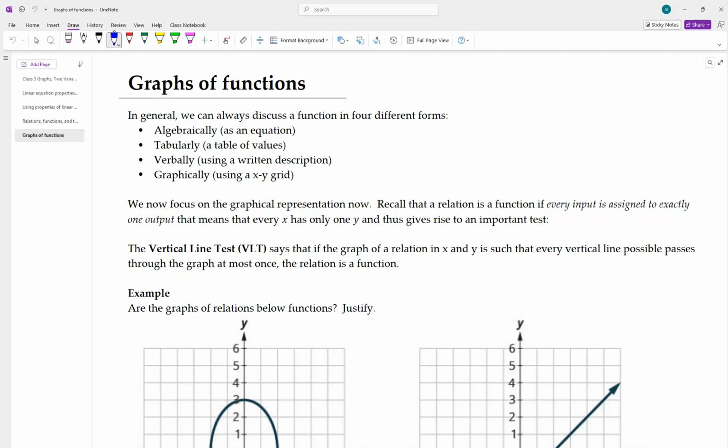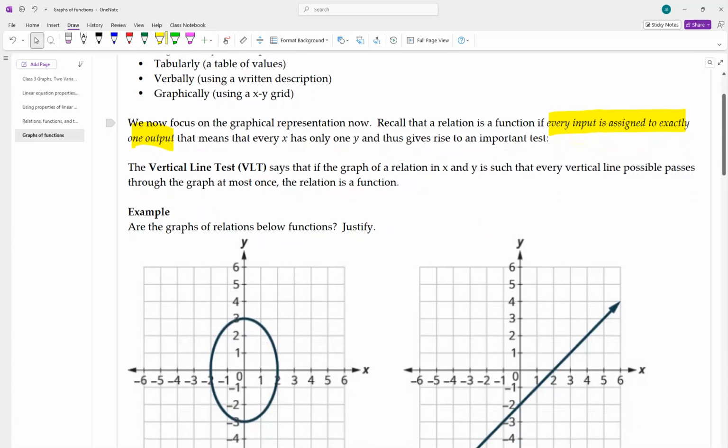Just remember that the overall definition of a function is that every input, and I have it in italics here, every input is assigned to exactly one output. If we switch to that graphical perspective, that means that every x has exactly one output, so for every x there's one y. And that gives rise to the vertical line test.